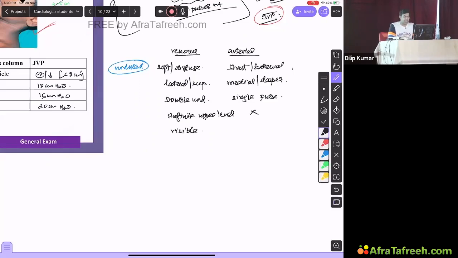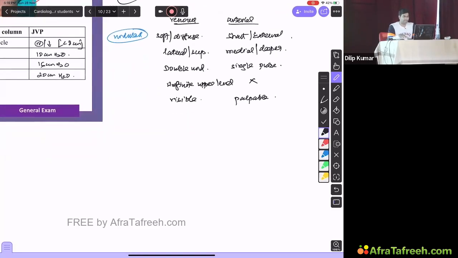Venous pulsations are better visible. They are practically impalpable. Arterial pulsations are palpable, sometimes can be visible. It's usually palpable, but sometimes can be visible also. But venous pulsations are usually visible only. Mostly it's impossible to palpate a venous pulsation, because even if you keep a slight amount of pressure, they will get obliterated because the pressure in the venous system is very, very low.